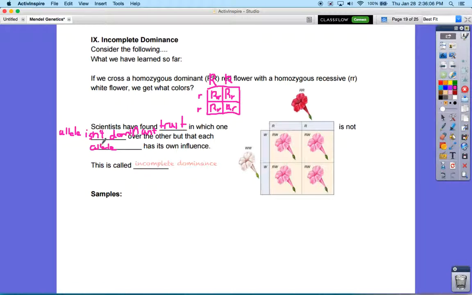This is a little different now. Scientists have found some traits in which one allele isn't actually dominant over the other, but each allele has its own influence, and this is called incomplete dominance. So we look at the white flower and cross it with the red flower, and instead of the red dominating, they both have their own influence. And so we end up with pink.